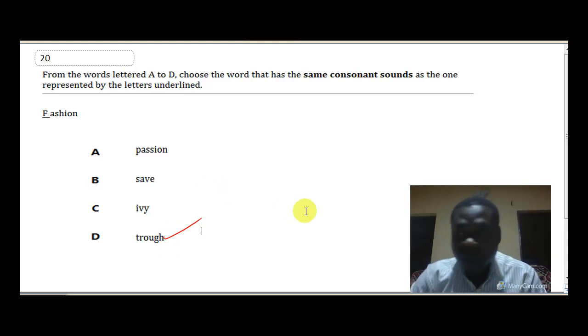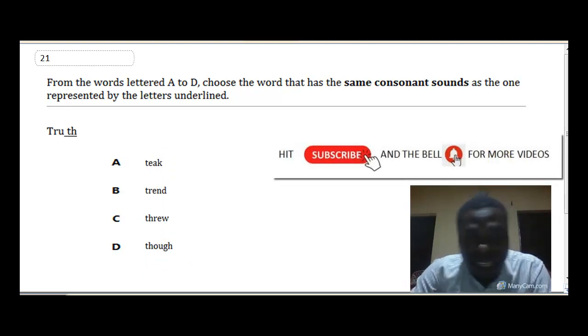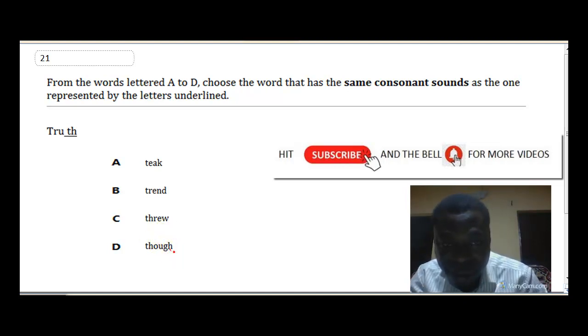Okay, question 21. Truth. The sound underlined is the voiceless dental fricative sound. So which of the options has the sound? A, tick, B, trend, C, thrill, and D, though? Thrill is the answer. That is option C.